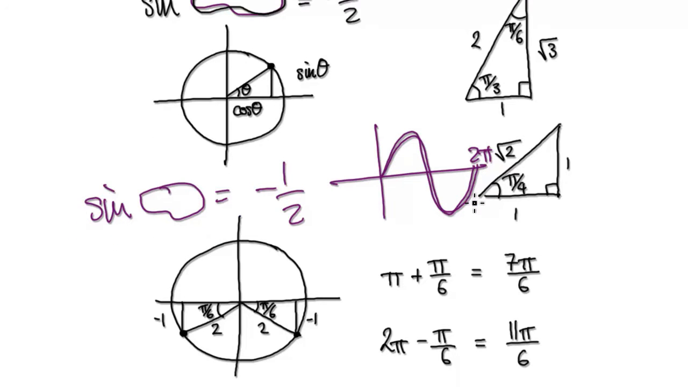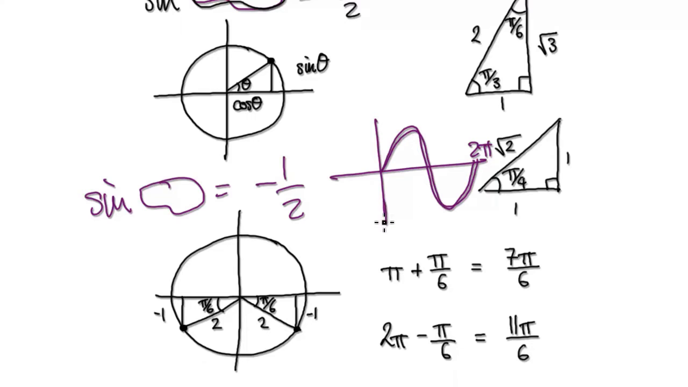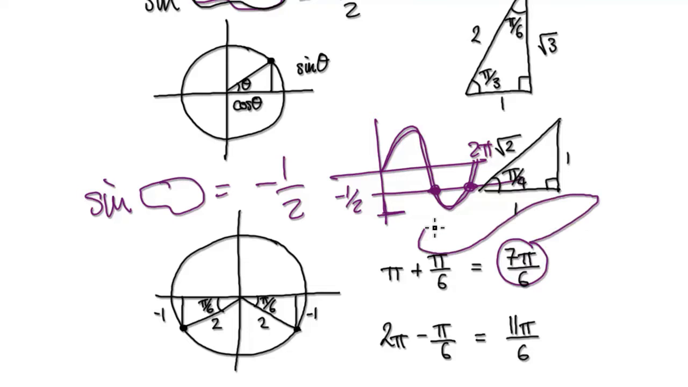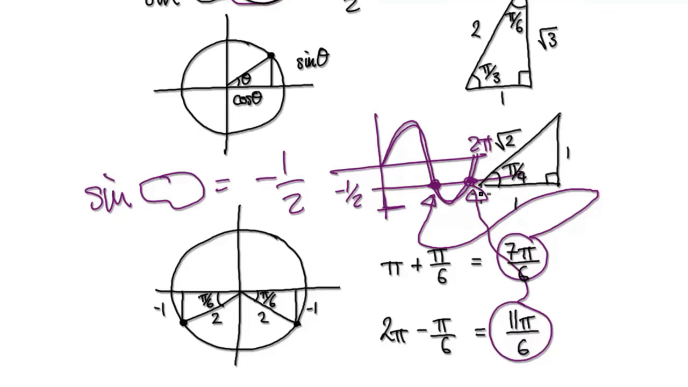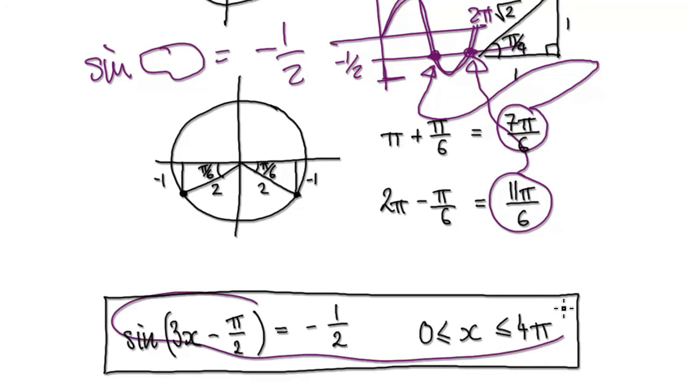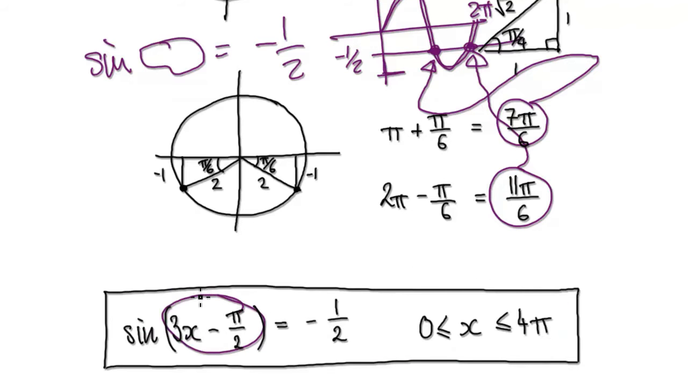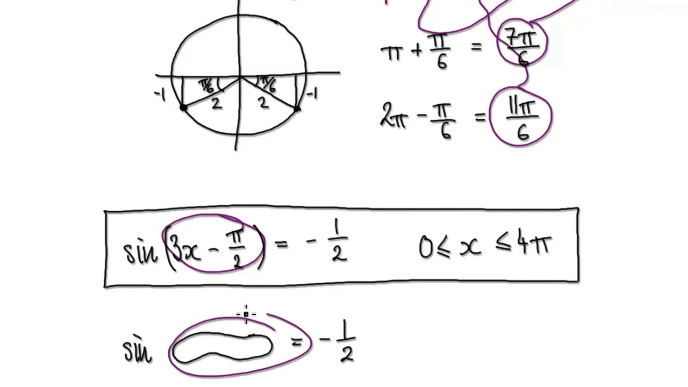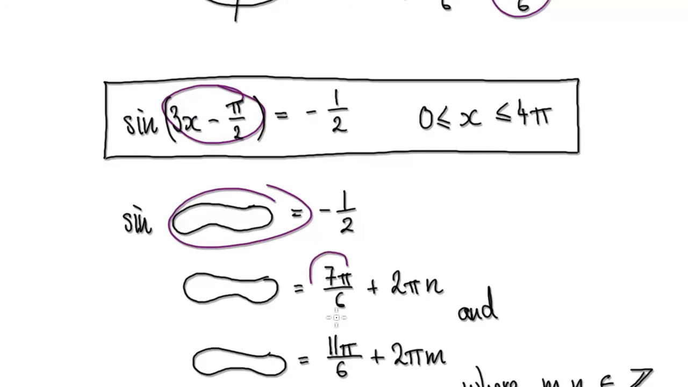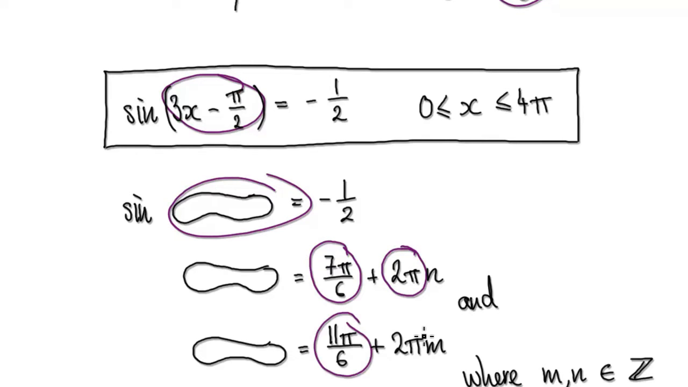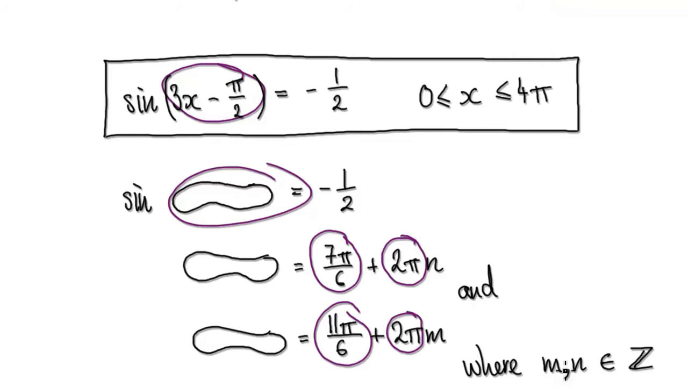So hang on. What that means is, when will it be -1/2? It will be -1/2 right here and right here. So this thing here would be this point here, and then this thing here would be this point here. We are trying to solve this here, but rather than looking at this complicated thing, we would look at this thing here. So our first solution would be this thing plus multiples of 2 pi, and then the other one plus multiples of 2 pi, where m and n are integers.